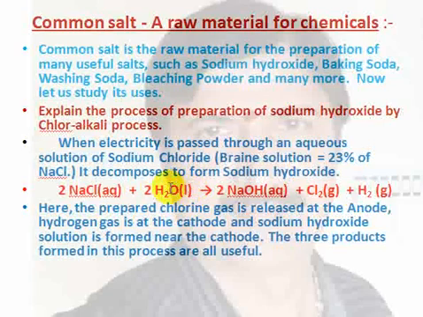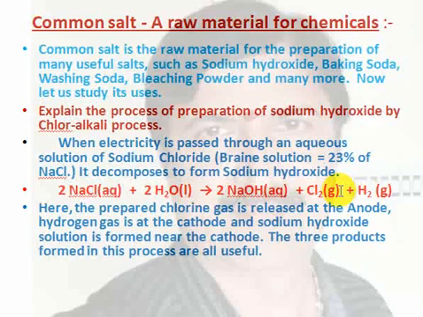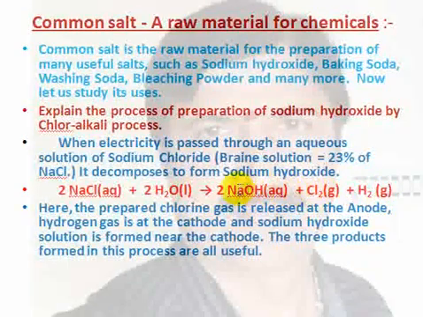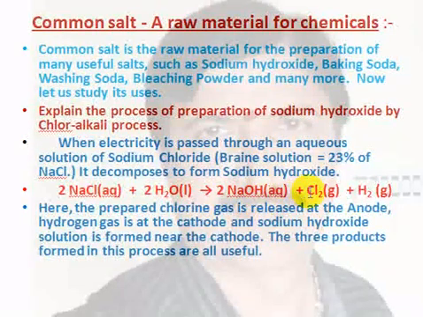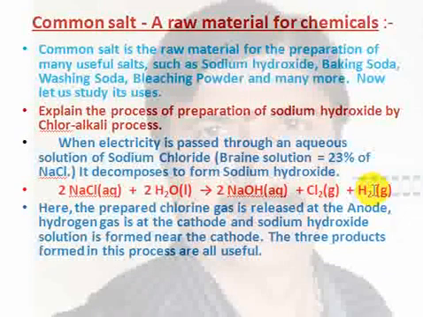When electricity is passed through this solution, sodium hydroxide is produced, chlorine gas is produced, and hydrogen gas is produced. So all the three products produced in this process are very useful. Sodium hydroxide is used for different purposes. Chlorine gas has its own different properties and uses, and hydrogen can also be used for different useful purposes.